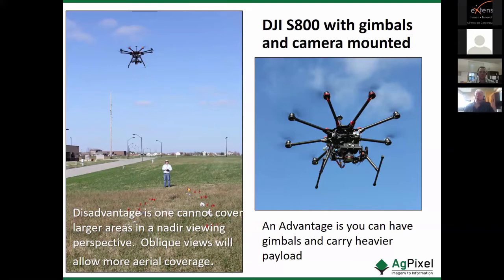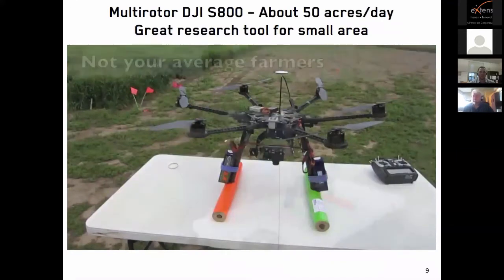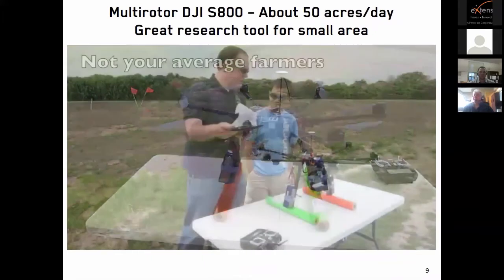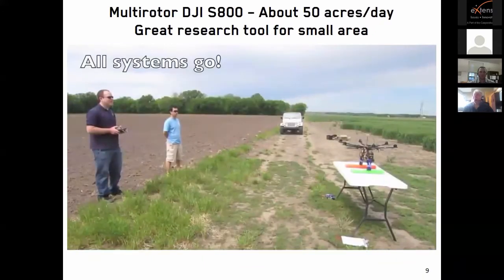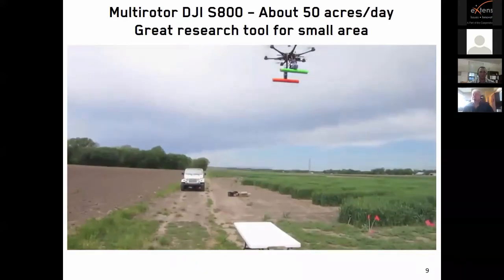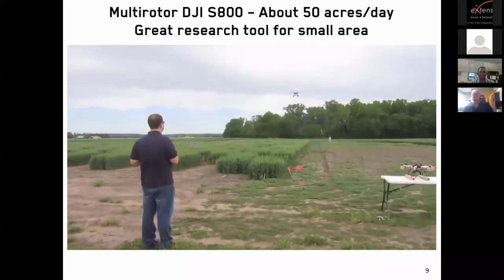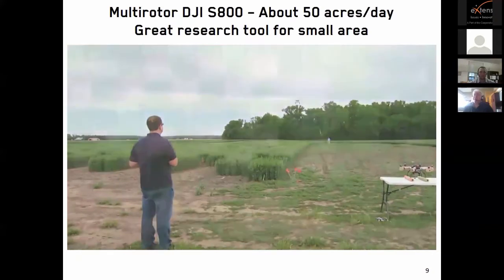Here's a video showing us doing some high-throughput phenotyping work on winter wheat at Kansas State University. A couple of my graduate students were flying this. You see the green and orange pads that tell us which way the aircraft is oriented, so we're flying in the right direction. You can fly these low and slow, which lets you get a lot of really good detail.